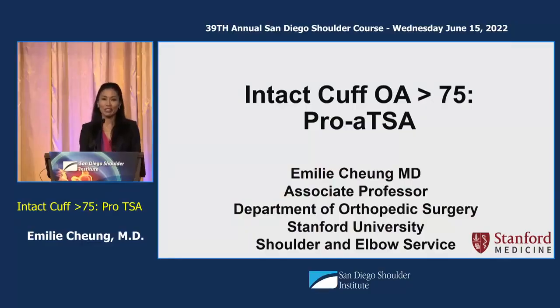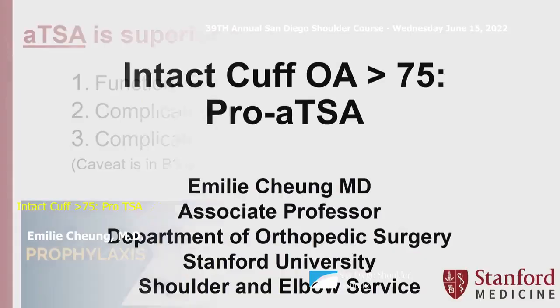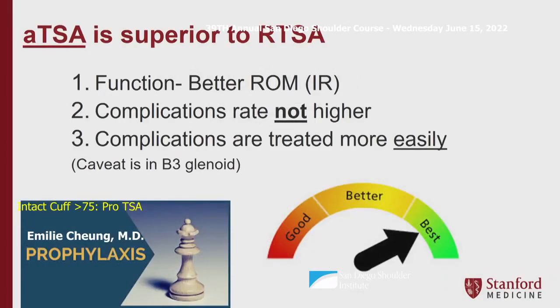So again, we're going to talk about why I prefer to do an anatomic total shoulder arthroplasty over a reverse in a patient over 75 years old with an intact cuff and osteoarthritis. So my strategy today is to talk about why anatomics are superior to reverses in this patient population. And my goal is threefold.